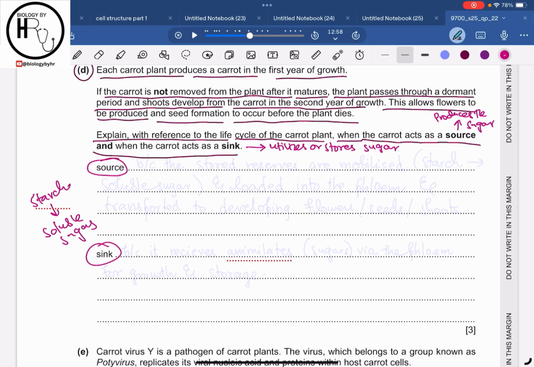So these assimilates are transported in the phloem and then they are unloaded in the roots, where they are converted to storage compounds, for example the starch, right? So the carrot acts as a sink. So we can write the answer in a way that because it receives the assimilates, sugar, via the phloem for the growth and the storage, that's why the carrot is acting as a sink.